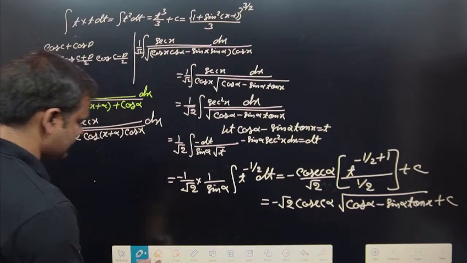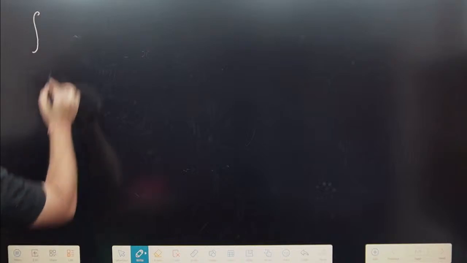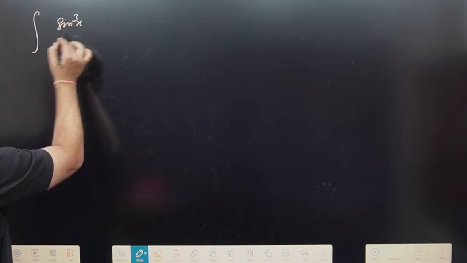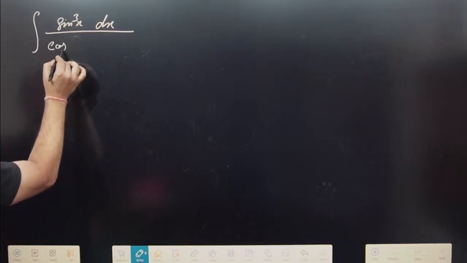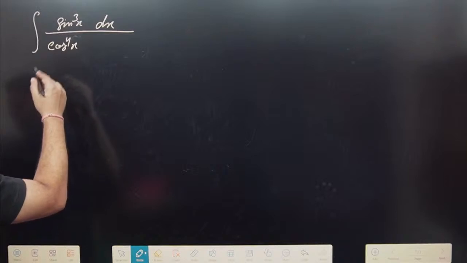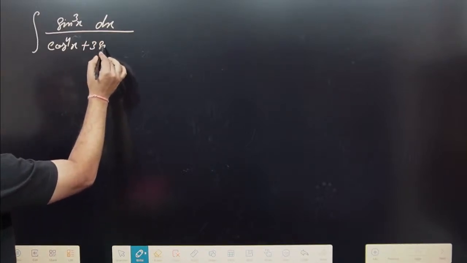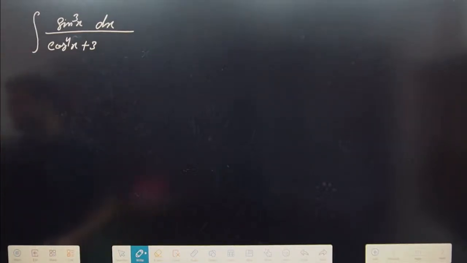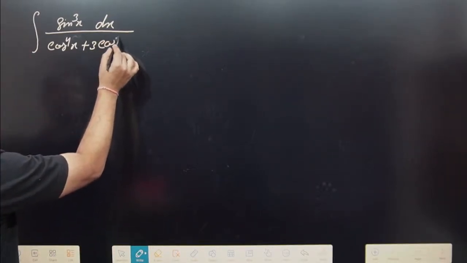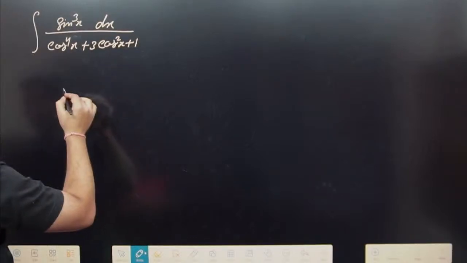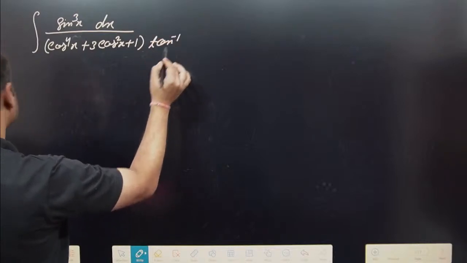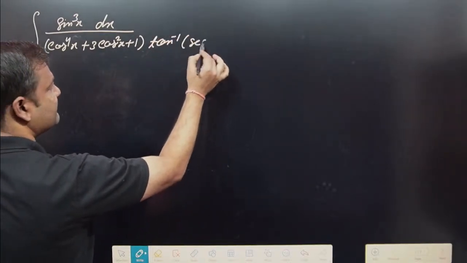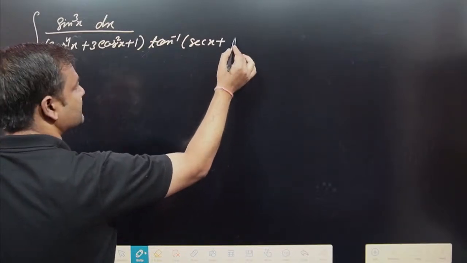Now we have focused on another question. Integration of sin x cube dx divided by cos x to power 4 plus 3 cos square x plus 1, into tan inverse of sec x plus cos x.